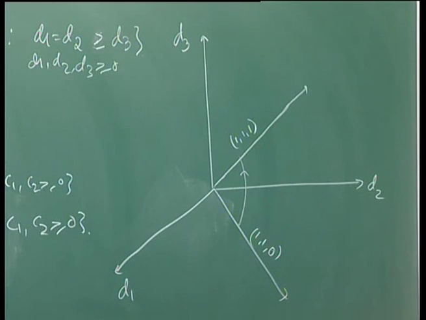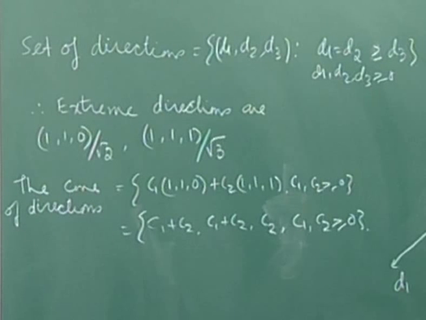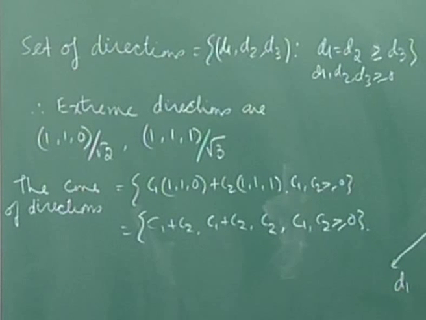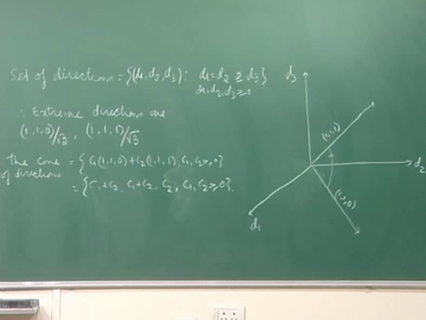And now, I am also talking about extreme directions, just like we have the concept of extreme points. So, here you see 1 comma 1 comma 0 upon root 2 would be a unit direction. It is a direction, because here D3 becomes 0 and D1 and D2 both are 1. Similarly, you can have D2 and D1 both greater than or equal to D3, so you can also have the direction 1 comma 1 comma 1 divided by root 3. I have marked those two directions. They form the two extreme sides of the cone, and any direction in this cone would be a direction of the feasible region, right.